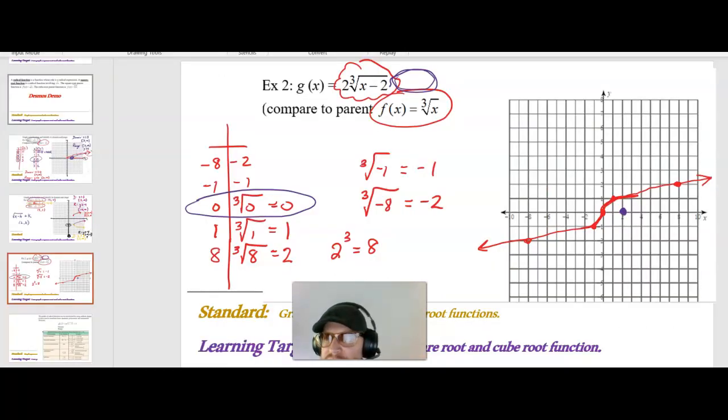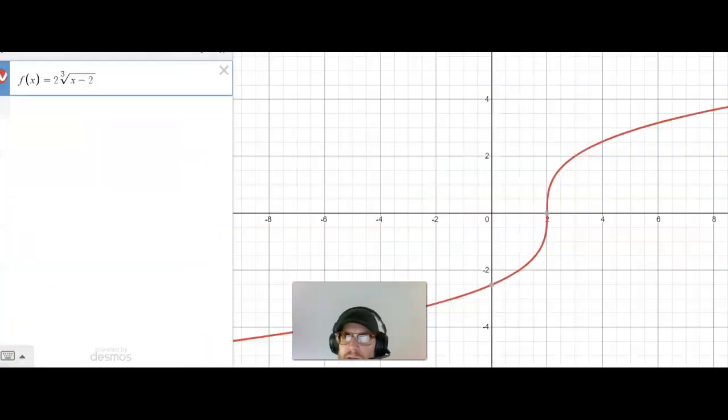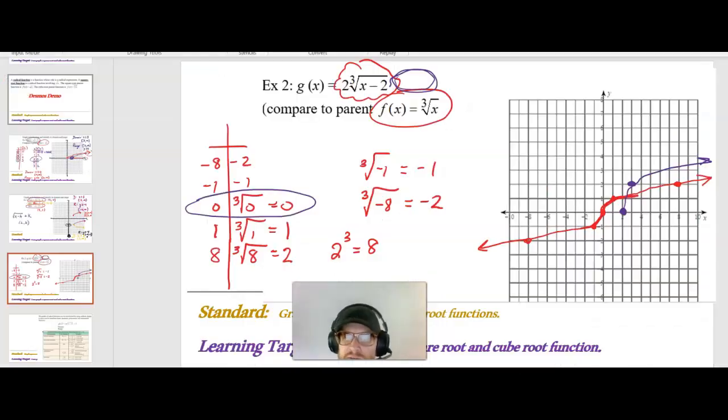When x is 3, the y value is 2. So I have this portion of the graph. And then 1 will go to -2, but let's make sure. 1 goes to -2, so the point (1, -2) is on my graph. Okay, so I can find a few points.